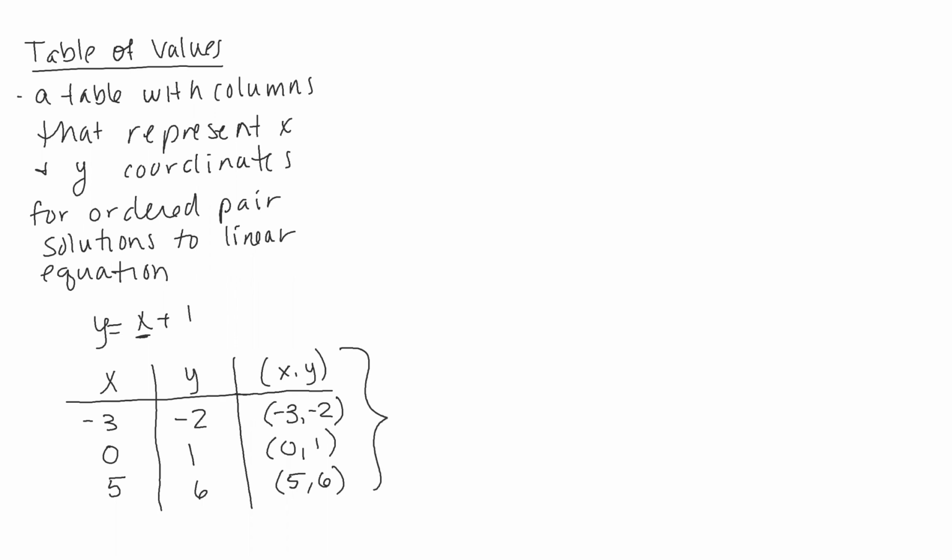So this right here gives you points on the graph of the equation. So that's basically what a table of values is. It helps you just organize ordered pair solutions to equations. So let's look at another example.